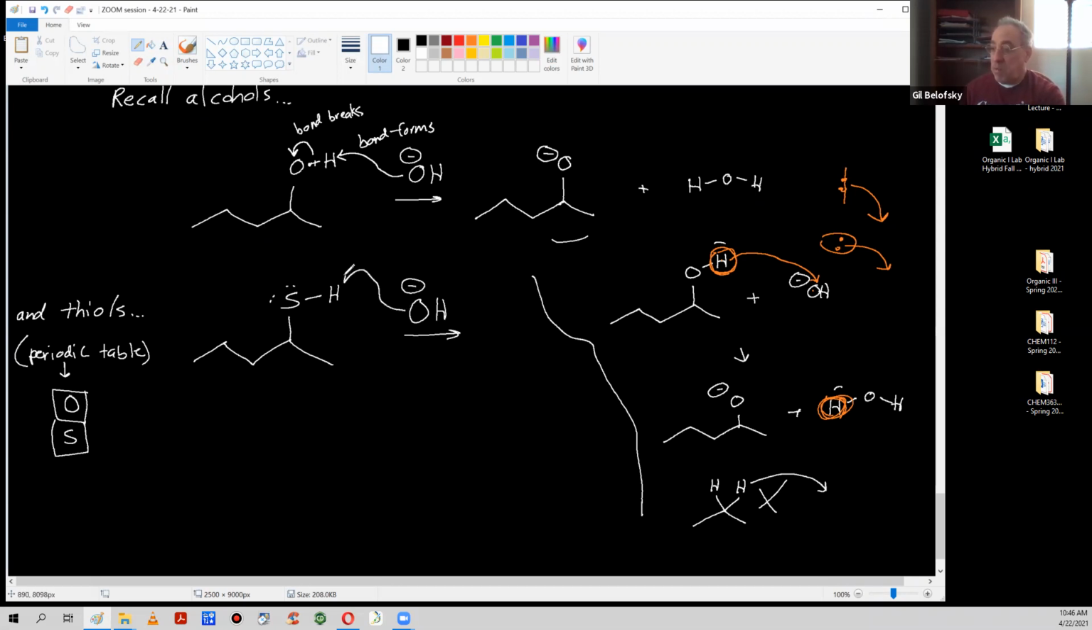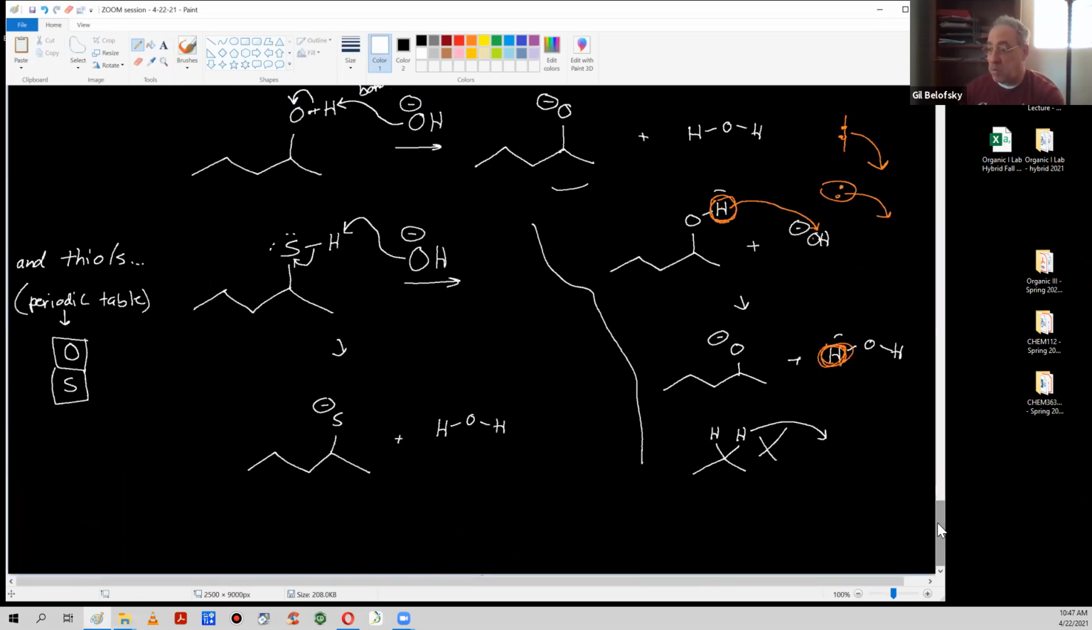So bond forms, bond breaks, leading to S minus and water. Again, if you're just memorizing things, this looks different enough because it's got an S instead of an O that you might have trouble remembering if there was a whole bunch more of these different variations. But if you realize that they're reacting the same way on the same chemical principles, you don't really have to memorize this. That's sort of my take, the mechanistic approach to organic chemistry.